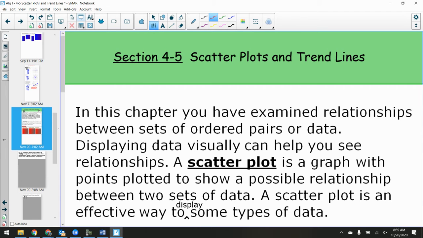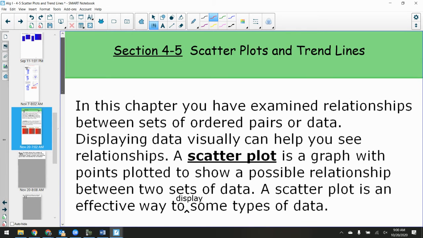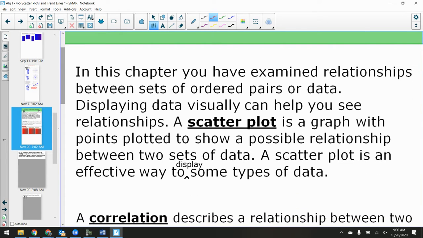In this chapter, we've examined relationships between sets of ordered pairs. Displaying data visually can help you see relationships, can help you see trends. Forgive me, I hope we don't need to go over what a scatter plot is. We all know what a scatter plot is? It's just plotting points on a graph and seeing the trend. A scatter plot is a graph with plotted points to show a possible relationship.